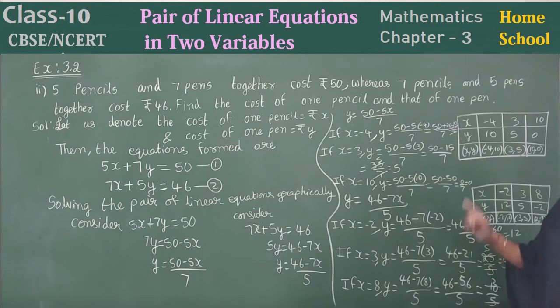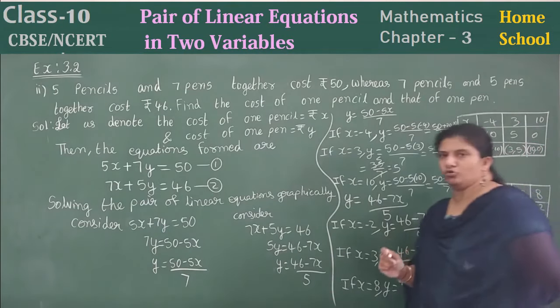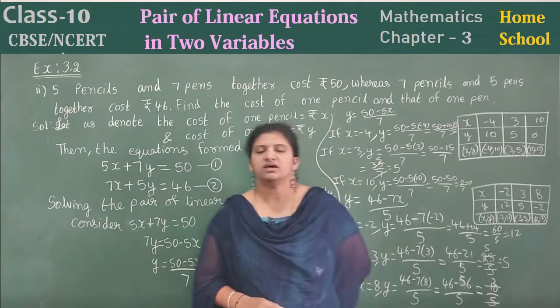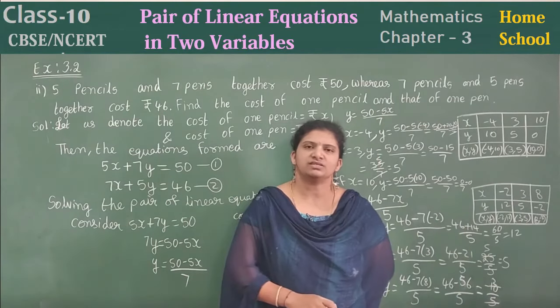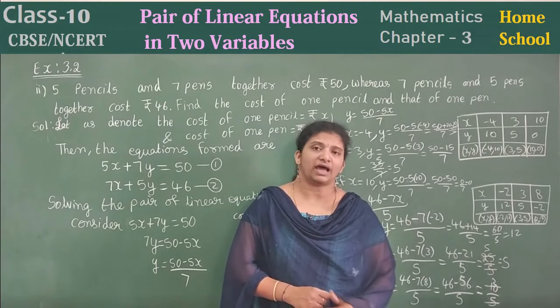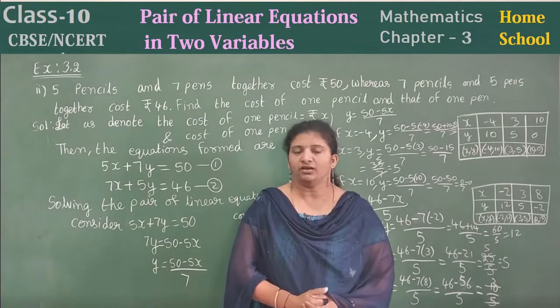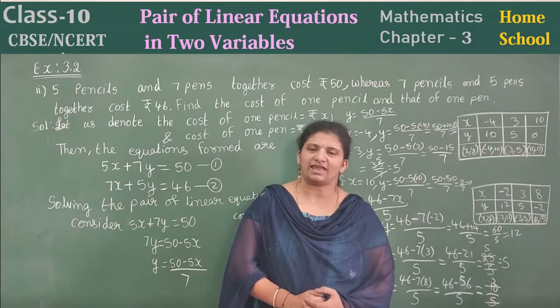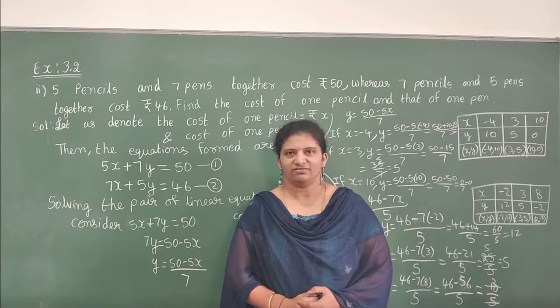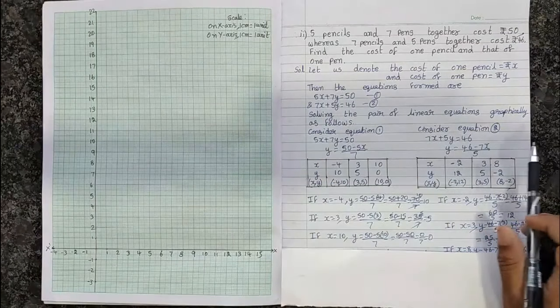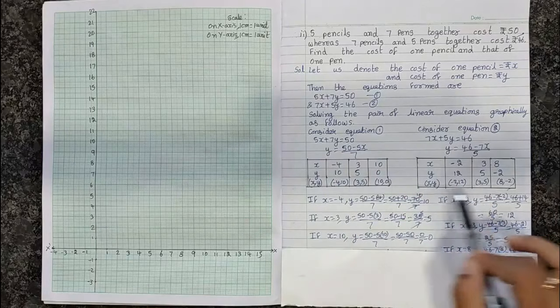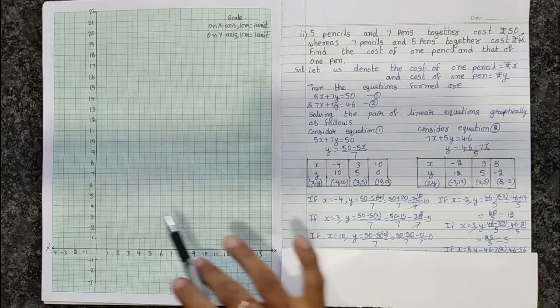So look here children, (3, 5) is common in both the tables. That means the two linear equations are going to intersect in your graph at the coordinate (3, 5), where your x value is 3 and y value is 5. See, the second problem we have done on board now. So these are the 2 tables which we need to plot on the graph.